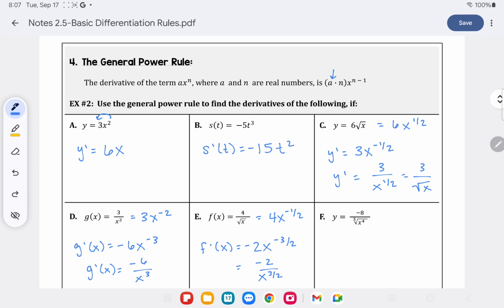Last example here, rewrite it first as negative 8x to the negative 4/3 power. When I take the derivative, negative 8 times negative 4/3, that's 32/3. x, when I take negative 4/3 minus 1, that's negative 7/3. And I'm going to rewrite that as 32 over 3x to the 7/3 power.